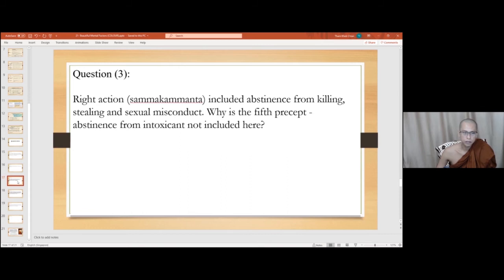So this is a wrong action, the killing, etc. Sometimes the intoxication is not considered.